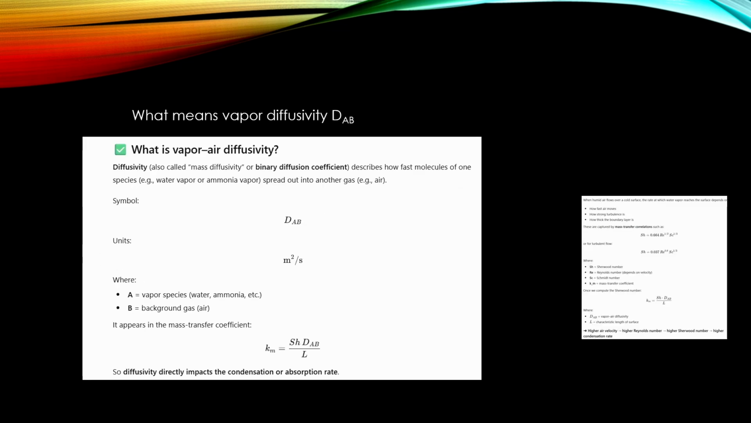When we were talking about the mass transfer coefficient, there was this diffusivity. Diffusivity, which is also called mass diffusivity or binary diffusion coefficient, describes how fast molecules of one species spread out into another gas. For example, water vapor or ammonia into air.